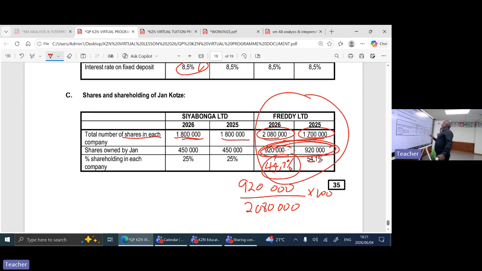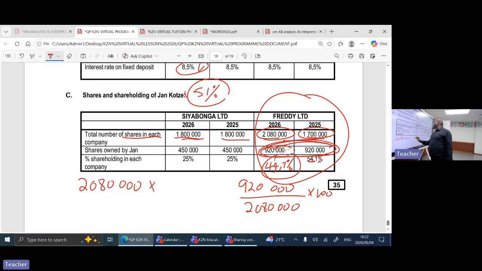Okay, now the company is saying that shares amangaki manje 2,080,000. Now, to be a major shareholder, I said you must own 51%. I know there are many ways of calculating this, but I will show you currently like 51%. So the company has got 2,080,000 shares.